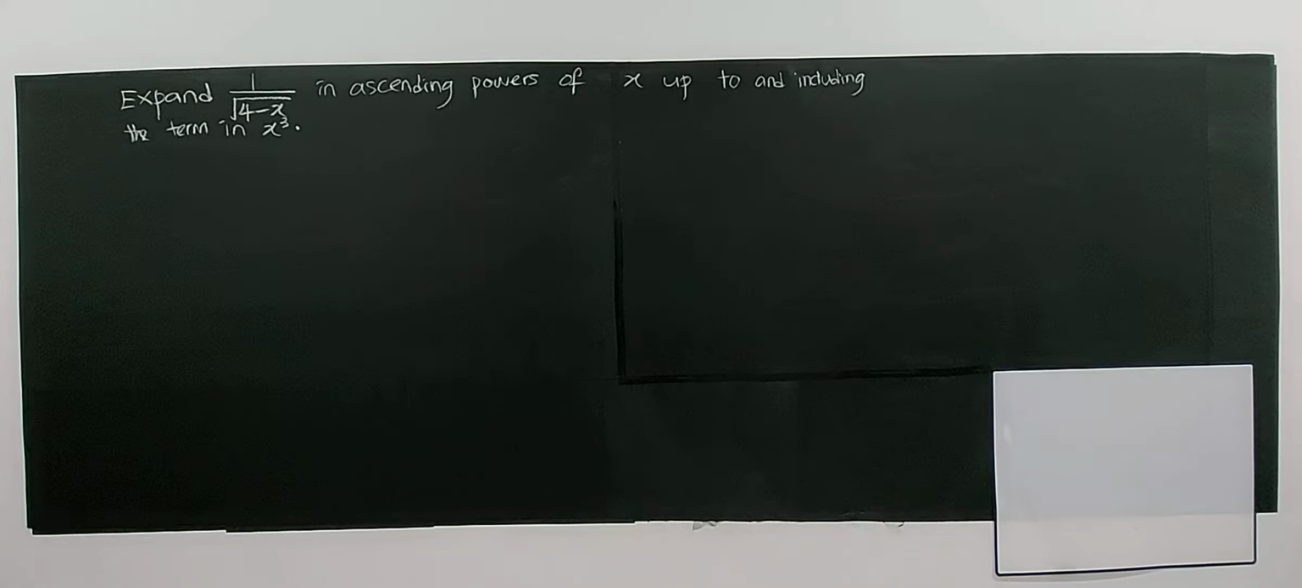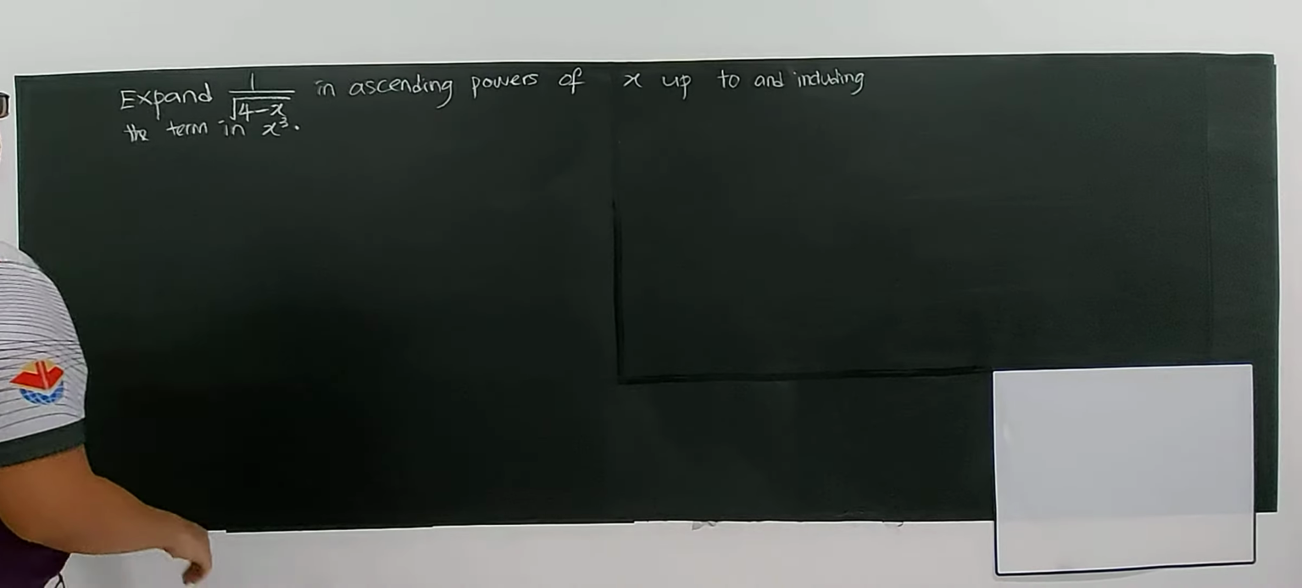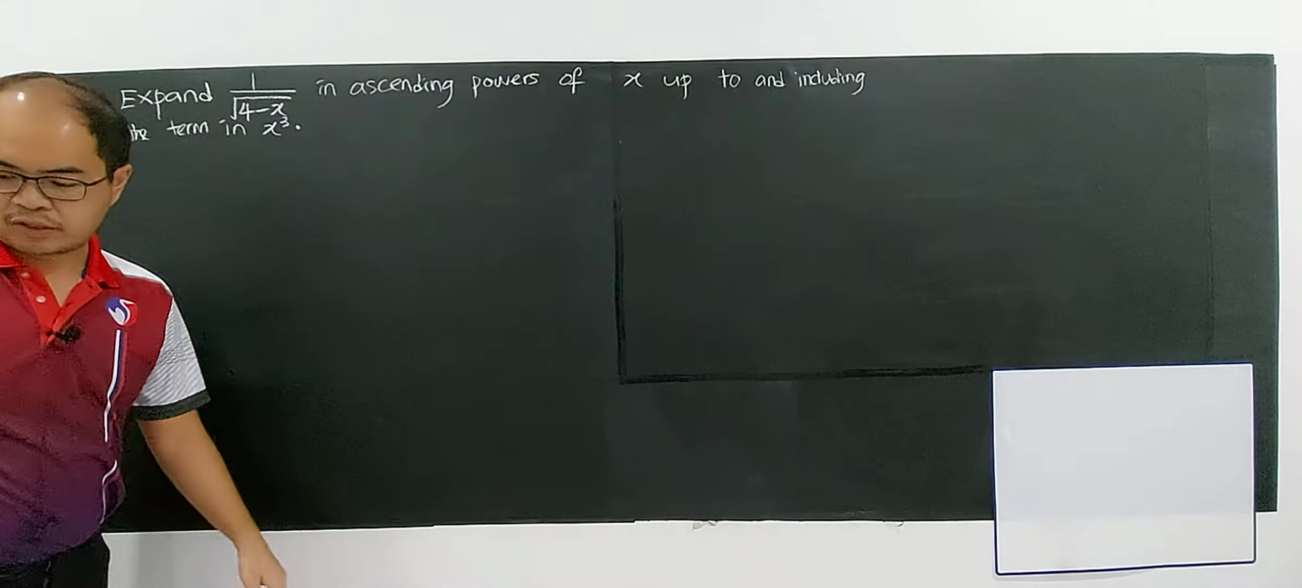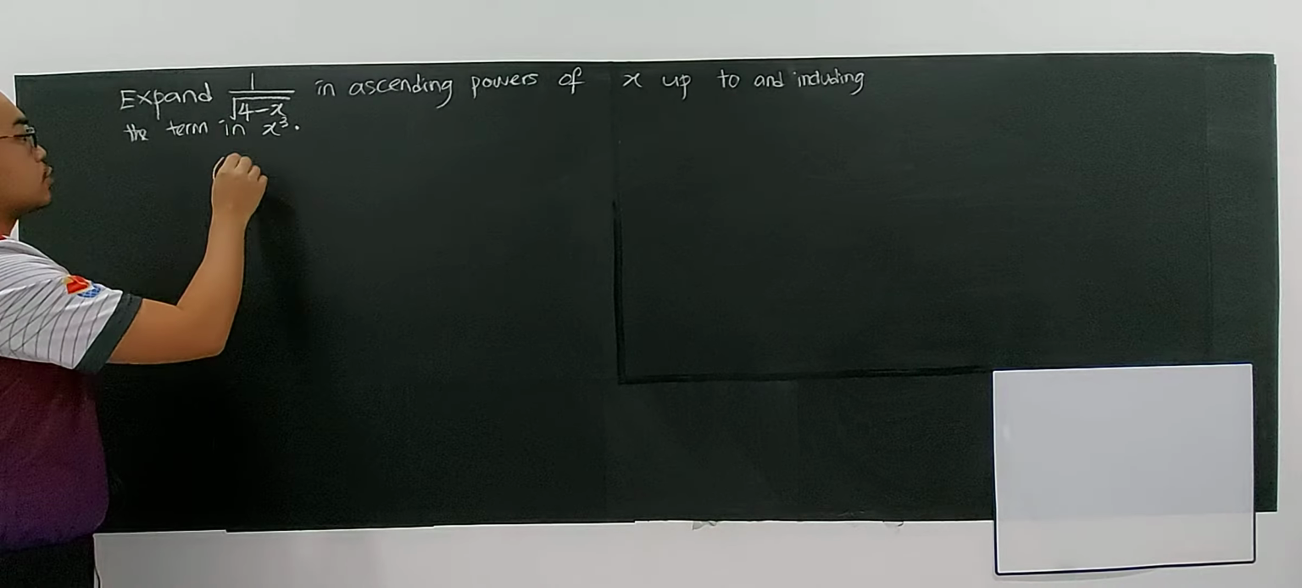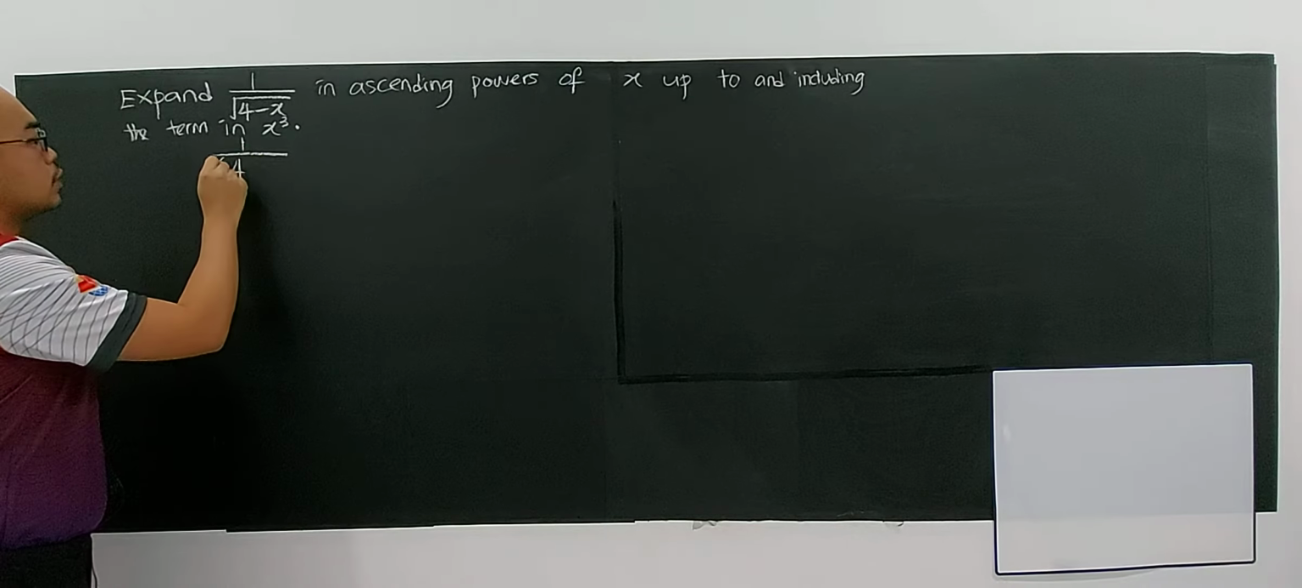Hello. Alright, in this video we're going to expand. In the previous video I taught you how to expand a binomial term. For this case you have 1 over square root of 4 minus x, right? So the binomial term for this will be 4 minus x to the power of 1 over 2, right?